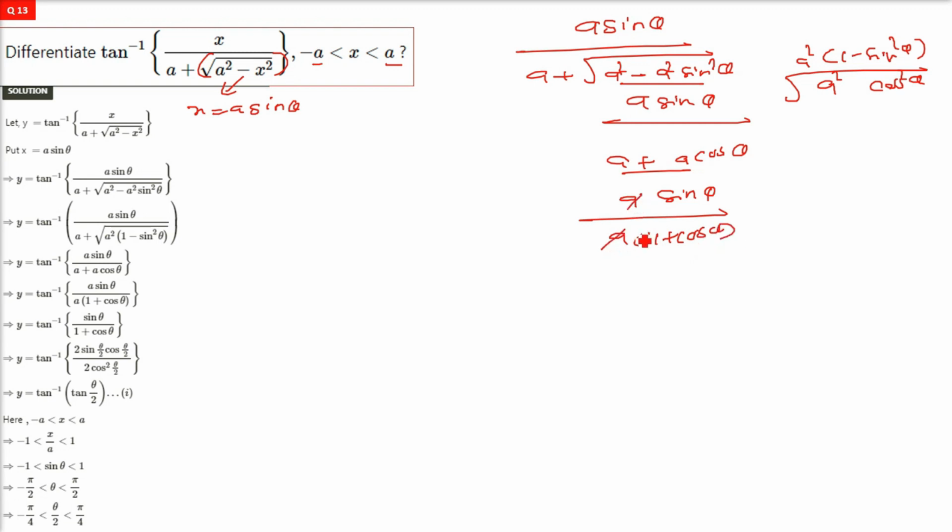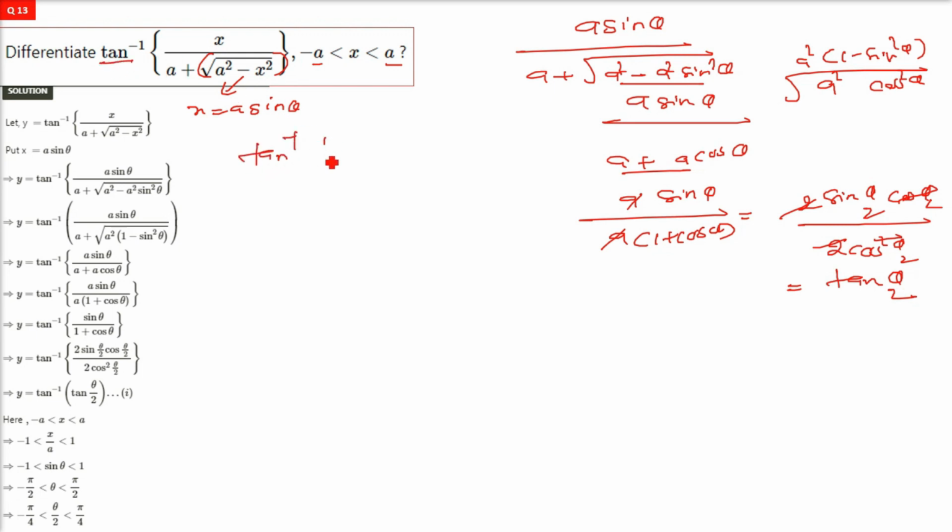So this is exactly the same thing which we just encountered in the previous question. Sin theta is 2 sin theta by 2 cos theta by 2, and 1 plus cos theta is 2 cos square theta by 2. 2 gets cancelled, this cos cancels, sin theta by 2 over cos theta by 2 is tan theta by 2. This is just the simplification. We haven't started the differentiation as of now. So tan inverse tan theta by 2, you can just cancel this tan inverse. Theta by 2 will be there.